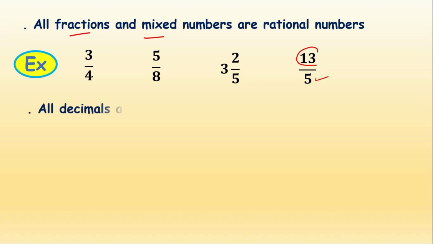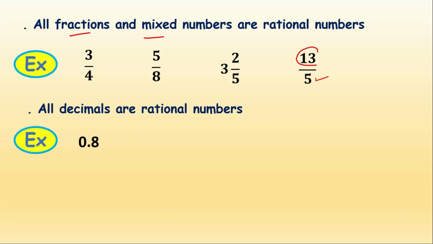Okay, next one, all decimals are rational numbers. Like 0.8 is a decimal, but you can write it in a form a over b, 8 over 10. And you can write it in a form a over b, 8 over 10. So a decimal is a rational number.